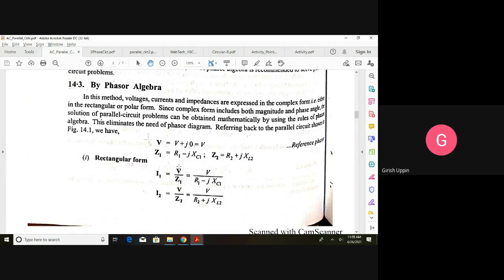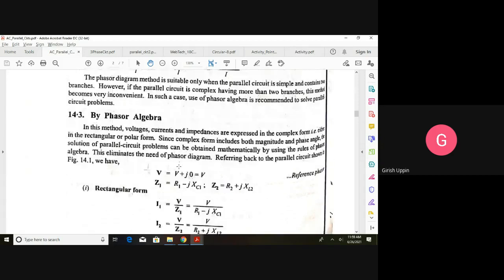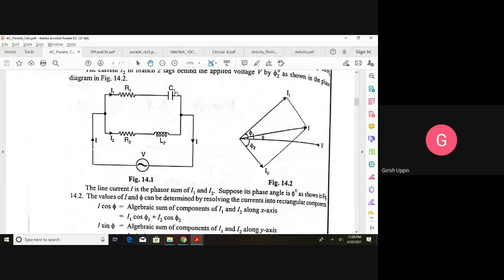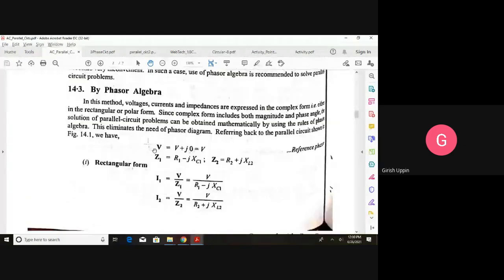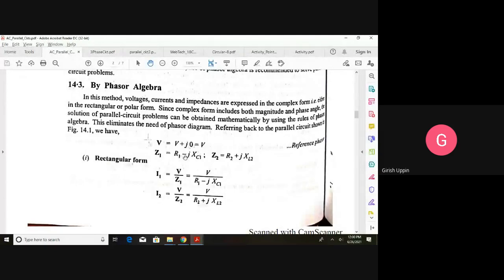So if you have a circuit of R and C, this R we can represent as the real part, and XC1, that is the capacitive reactance, would be the imaginary part. So if I have to represent this as an impedance, Z1 is equal to R1 minus jXC1, and Z2 is equal to R2 plus jXL2. That is how we are going to represent. If it is a capacitance, you use the minus. Z1 is equal to R1 minus jXC1, Z2 is equal to R2 plus jXL2.